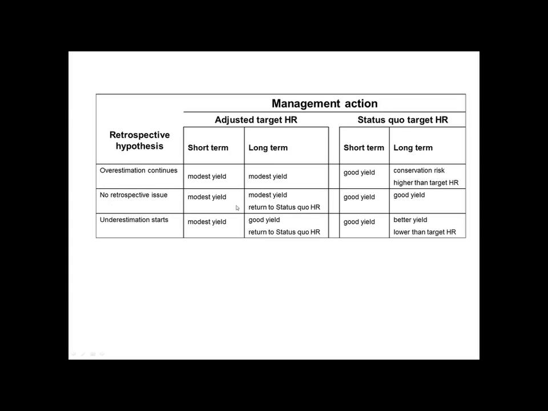If in the long term we find that the retrospective issue disappeared, we can return to the unadjusted target harvest rates. On the other hand, if there's no retrospective issue and underestimation starts, we get much higher yield levels. And I think I should probably stop there, because all these things were covered in this presentation. Thanks, Mark. Thanks. Okay.